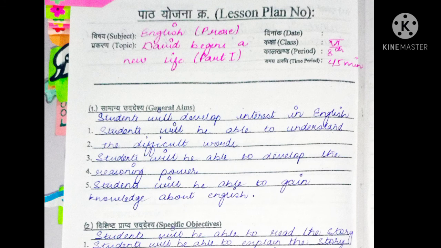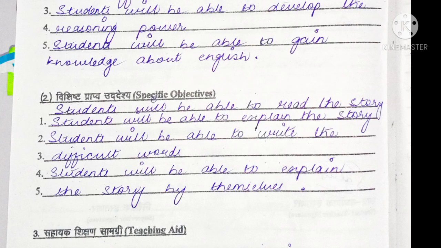When we make a lesson plan, on the top comes subject, topic, date, class, period and time period. Then our first point is of general aims. I have written here 5 general aims, which are students will develop interest in English, students will be able to understand the difficult words, students will be able to develop their reasoning power, and students will be able to gain knowledge about English.